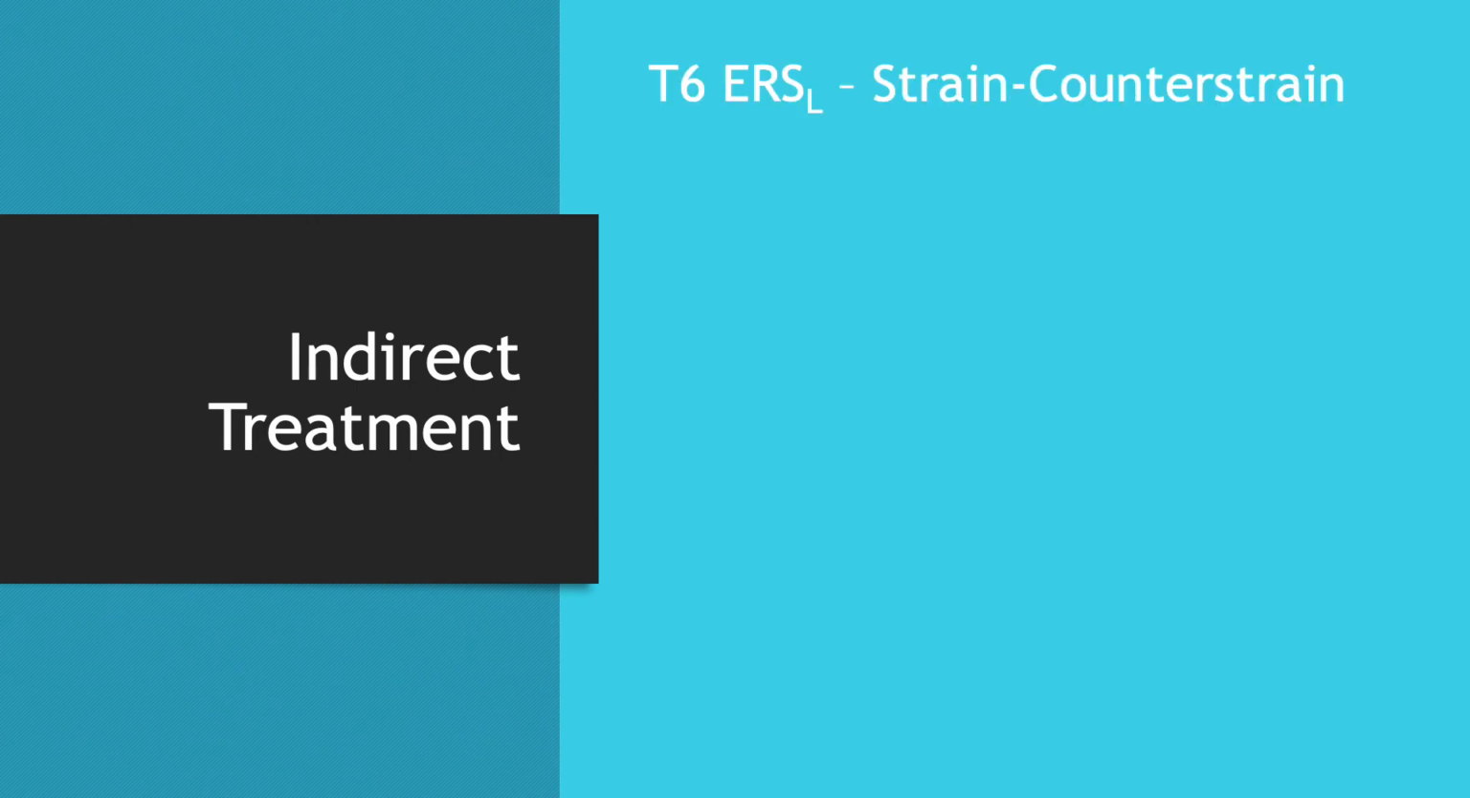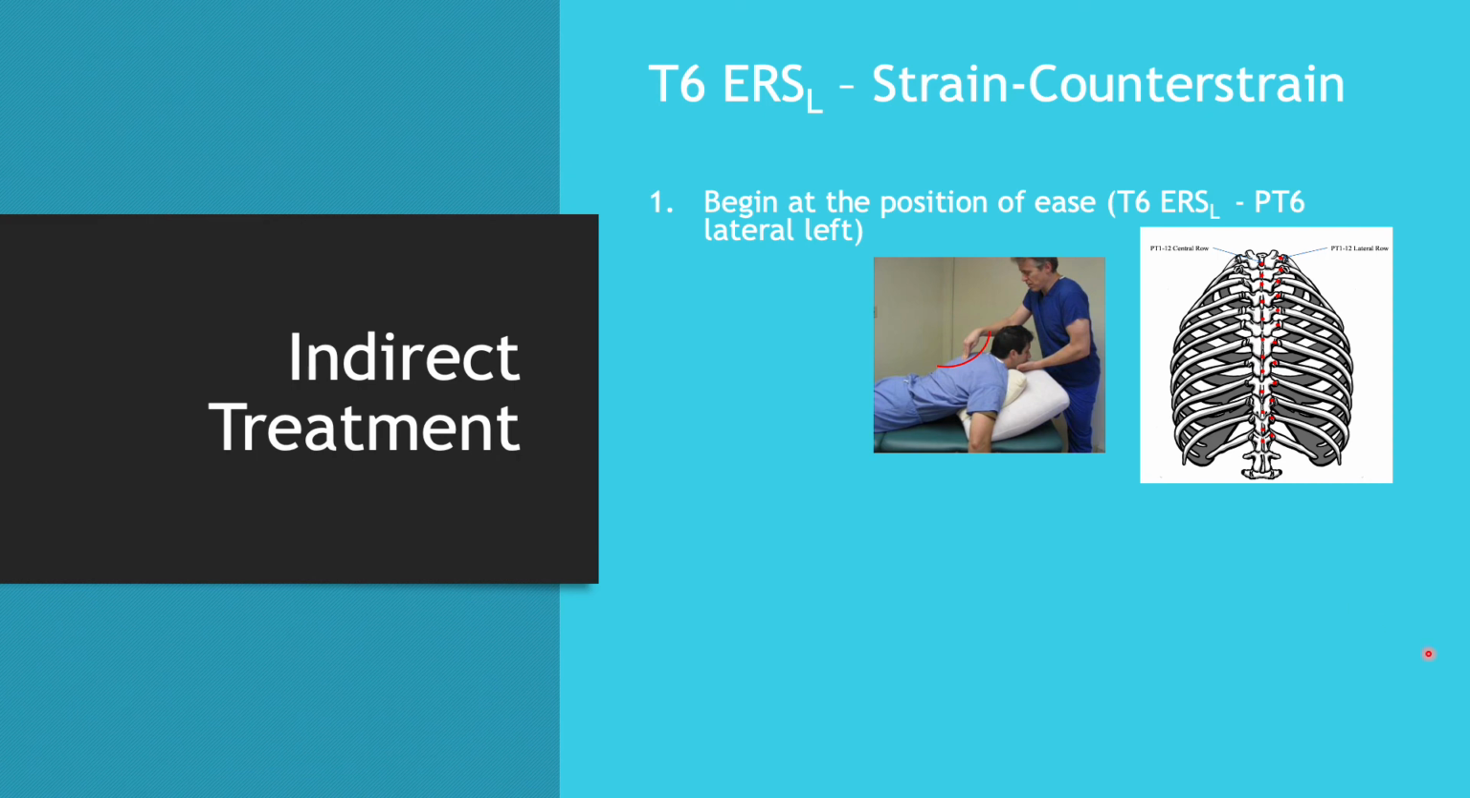Strain, counterstrain. So begin at the position of ease. Again, this works equally as well. And you can see here this strain, counterstrain chart. And of course, this is nebulous to most people. Why memorize all this? Again, it's going to be a tender point on the 6th vertebra, and then it's going to be on the left side. Okay?